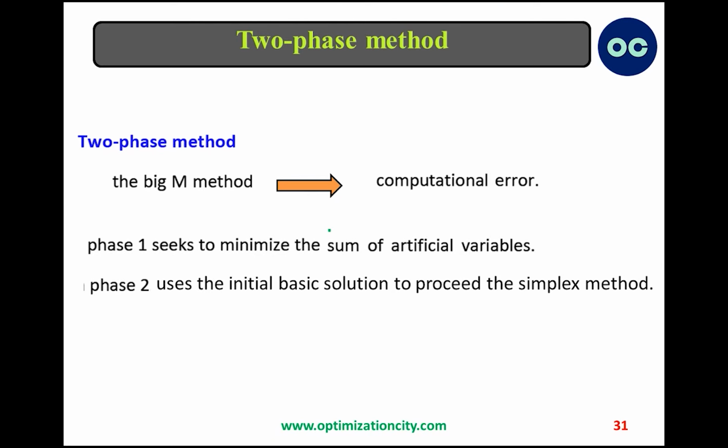This method involves two phases. In phase 1, we aim to minimize the summation of the artificial variables. If the sum of the artificial variables becomes 0 by the end of this phase, this solution is used as the initial basic solution for phase 2. In the next example, we apply the two-phase method.